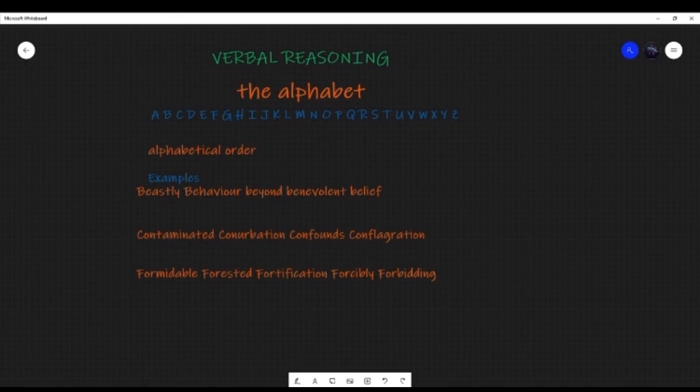So you could start with O or U. O is near P and U is near V. But there's a V in behavior. So U is near V. Is there anything after V? No. So V is your answer.